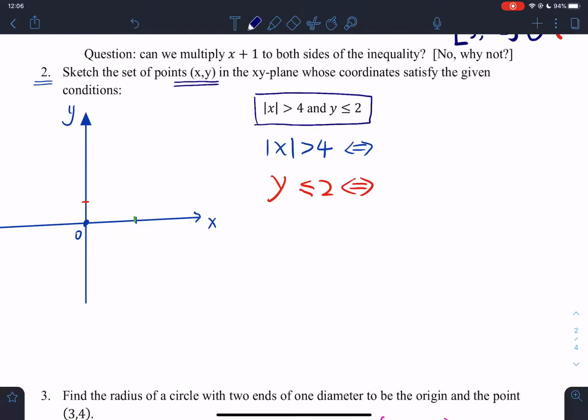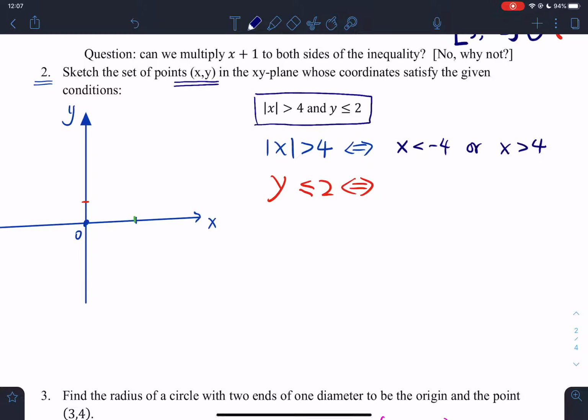So let's discuss absolute value of x greater than 4. Absolute value of anything means the distance between it and 0. So since the distance between a point I'm looking for and 0 is greater than 4, I'm as far away as I can be from 0, but it's bounded by the size of 4. So I have x to be less than or equal to 4. Sorry, no equal to, I should have x less than negative 4 or x greater than 4.